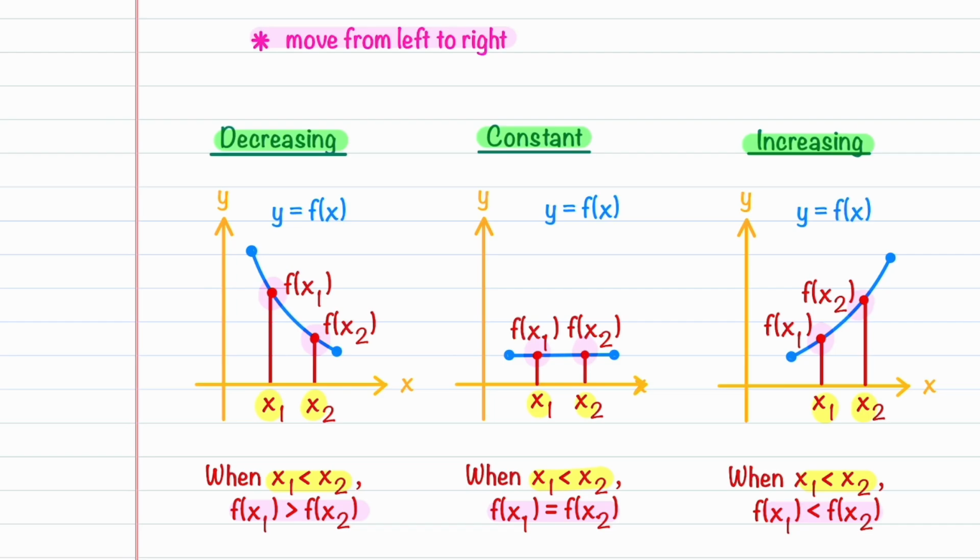In all 3 of these cases, the x values are increasing as we go from left to right, and when a function decreases, the f values decrease. When a function is constant, the f values stay the same, and then when a function is increasing, the f values increase.